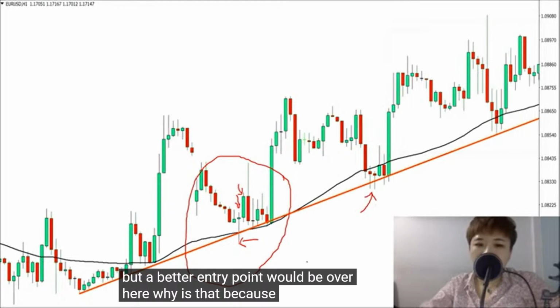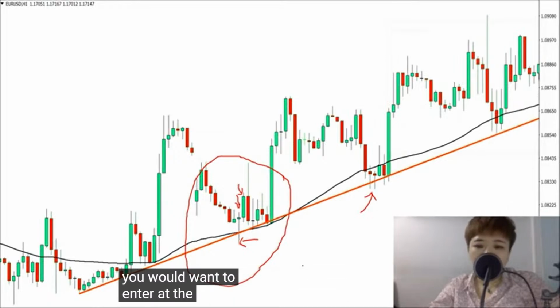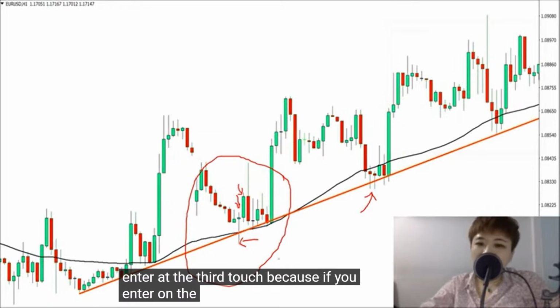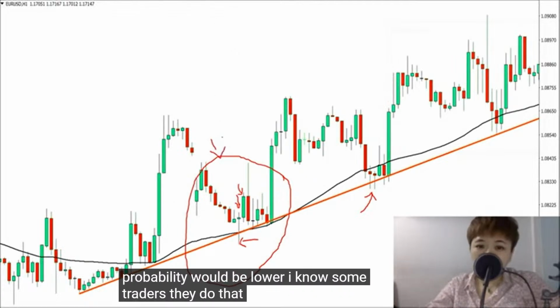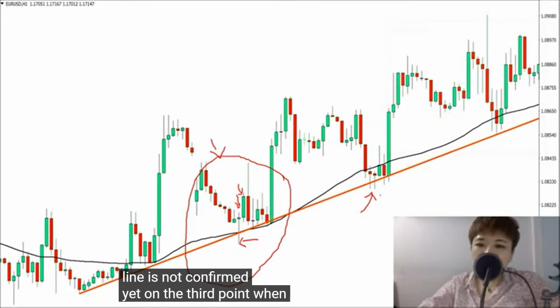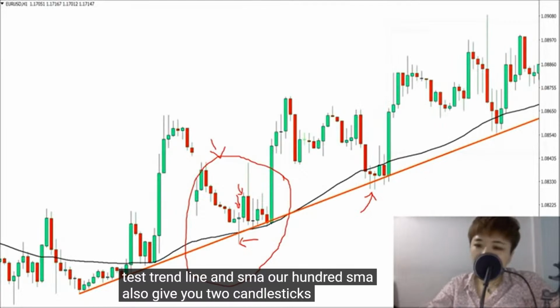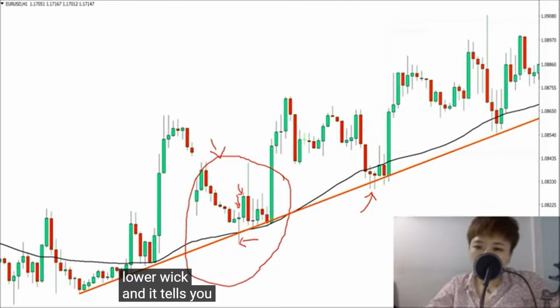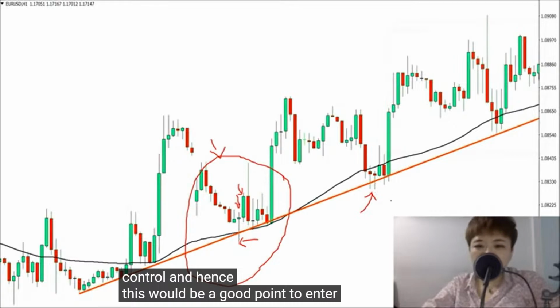Why is that? Because one of the rules for trend lines is that you would want to enter at the third touch, because if you enter on the second touch over here, probability would be lower. I know some traders do that, they enter on the second point, but it is more risky because the trend line is not confirmed yet. On the third point, when the price came down here and tested the trend line and our 100 SMA, it also gave you two candlesticks with long lower wicks, and it tells you that buyers are in control, and hence this would be a good point to enter.